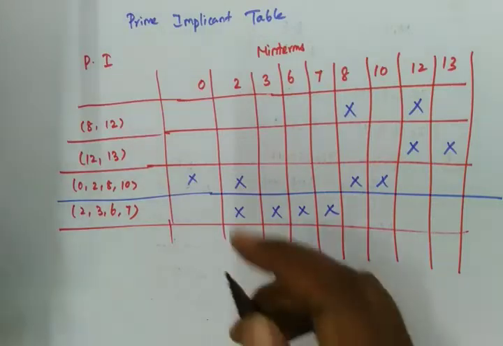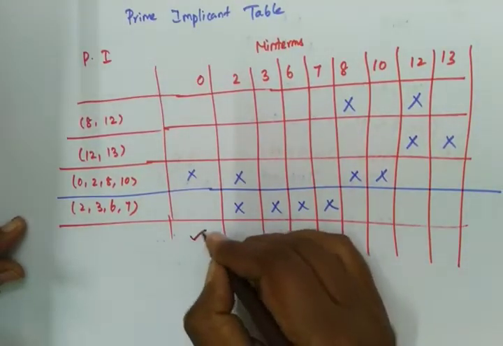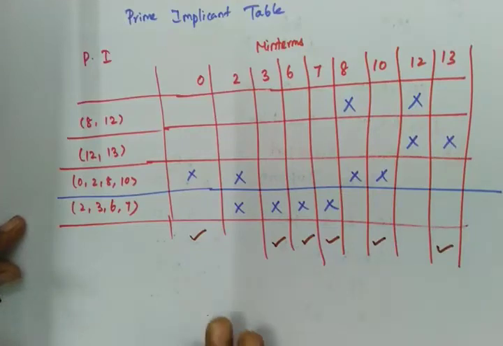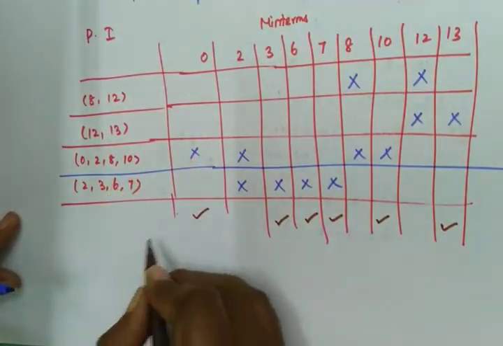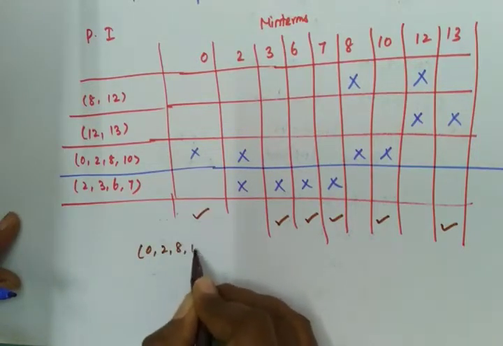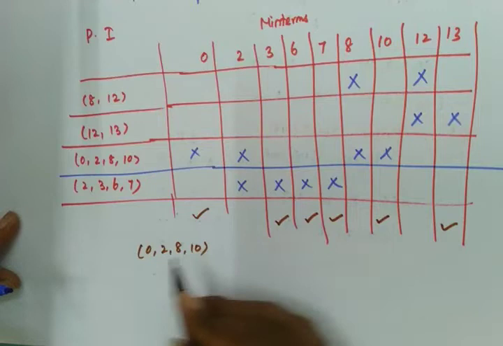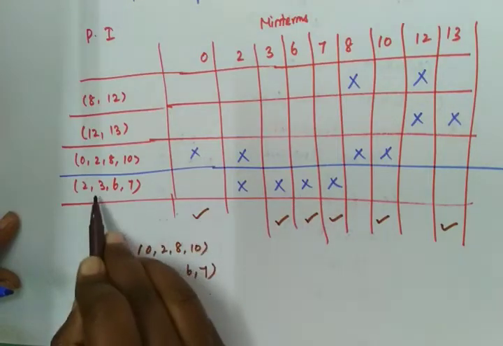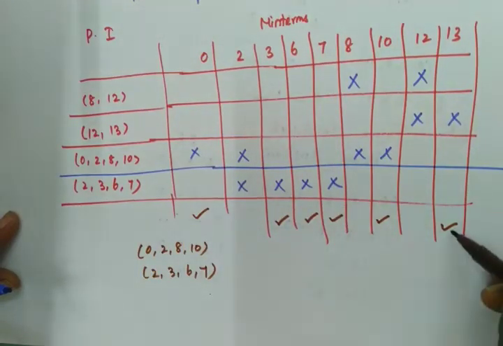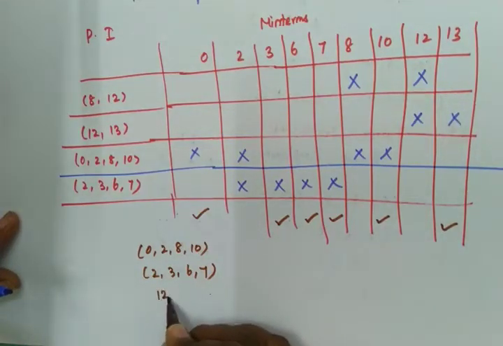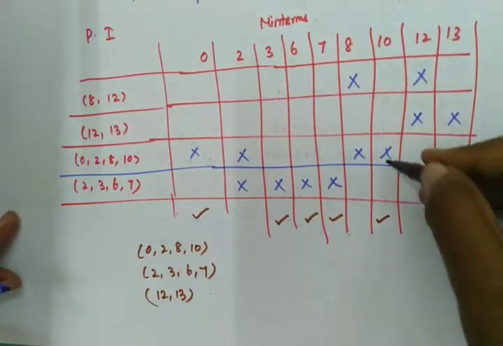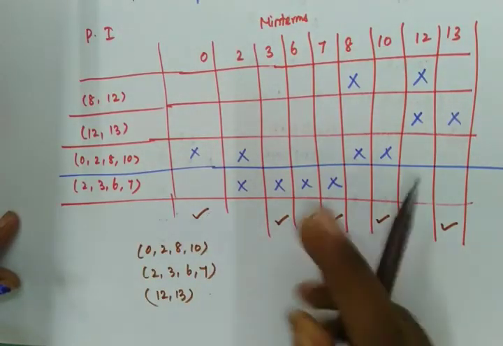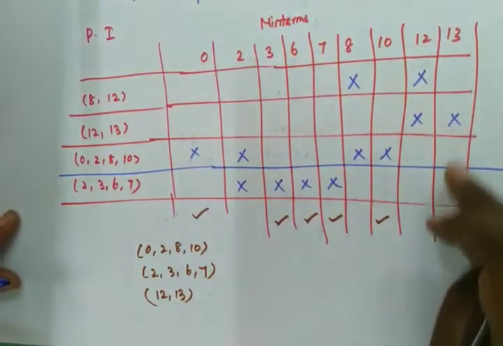Now what we have to do is check where we are getting only one X mark. Here we have only one X mark, here only one X, and here only one X. Now write what is the number. Here we have 0, 2, 8, 10. And here we have only one X mark, isn't it? So that is 2, 3, 6, 7. And here also we have only one X mark. This everything represents the same, 2, 3, 6, 7. And here we have X mark that represents 12, 13. Just refer this column and put tick mark where you are getting only one X. Refer this column and put tick mark where we get only one X.